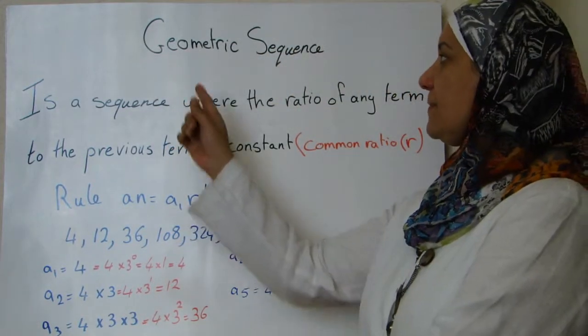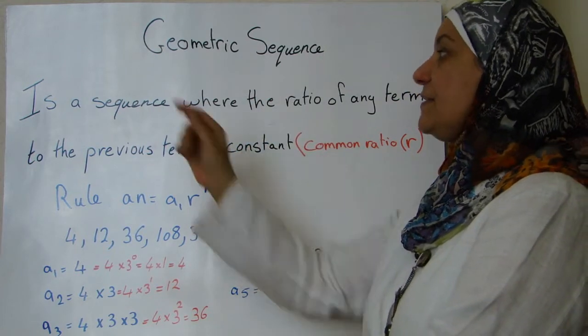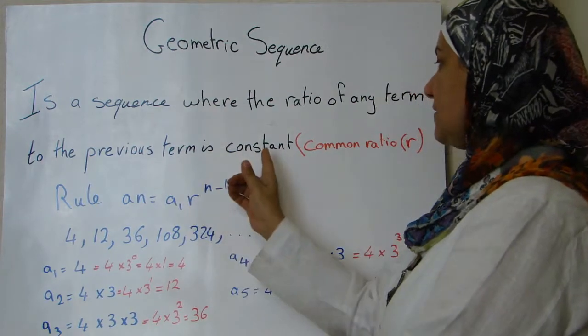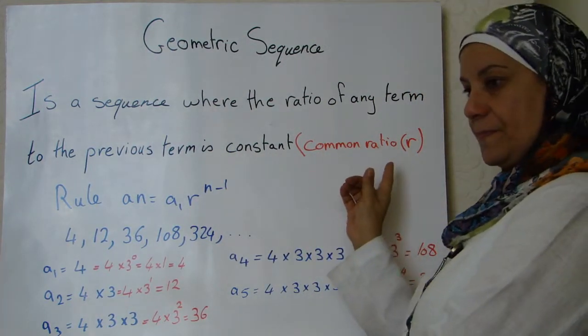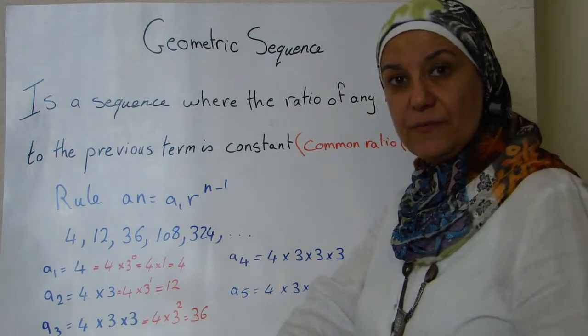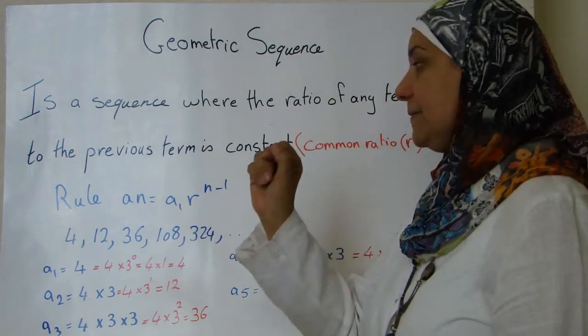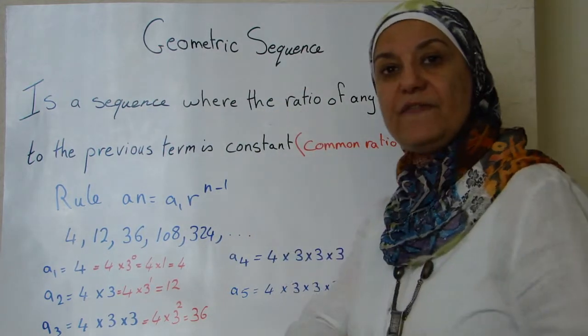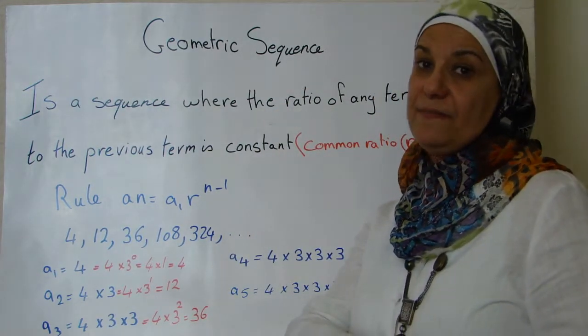Today we're going to speak about the geometrical sequence. It is a sequence where the ratio of any term to the previous term is constant, which is called the common ratio. So here we are not going to subtract like in the arithmetic sequence. We're going to divide, because it's a ratio between two numbers. And how do I know if it's a geometrical sequence or an arithmetic sequence?